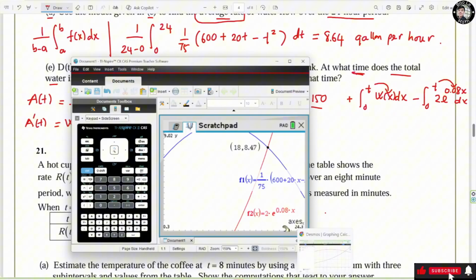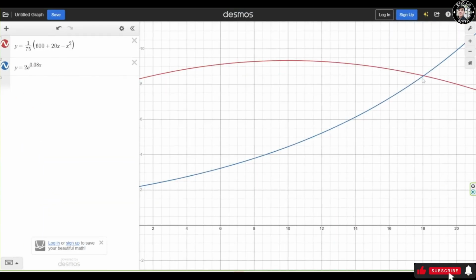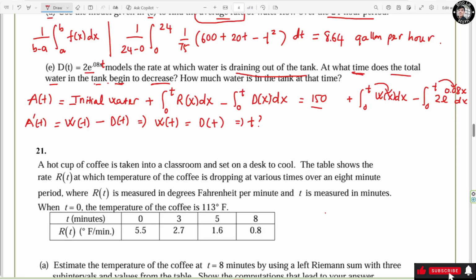Now if you use decimals, it's going to give you more accurate values. It's going to be right here. The answer is 18.043, right? So you have t equals 18.043 hours. Now you're going to substitute 18.043 for t into the original one right here, to solve for this one.